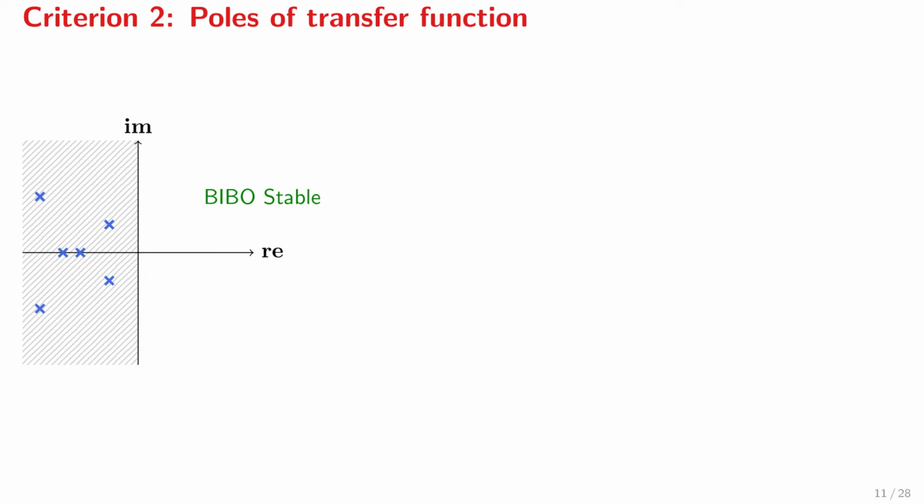So when the poles are on the left-hand side of the imaginary axis, when the real part of the poles is negative, then we have BIBO stability. If we have even one pole on the right-hand side, then the system is BIBO unstable. If we have even one pole at 0, then the system is again BIBO unstable. If we have a pair of purely imaginary poles, we're unstable. If we have poles, even a single one with a positive real part, we are unstable.